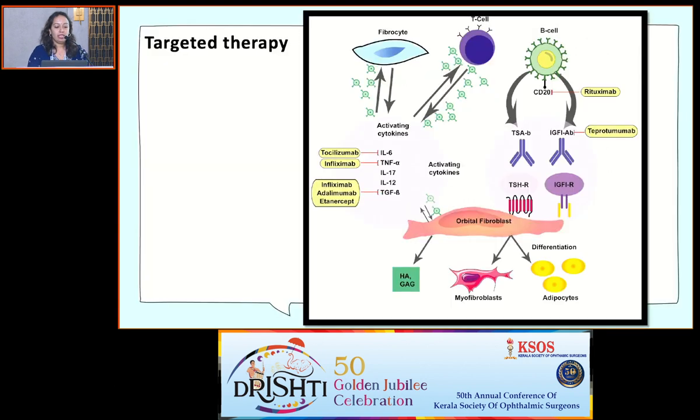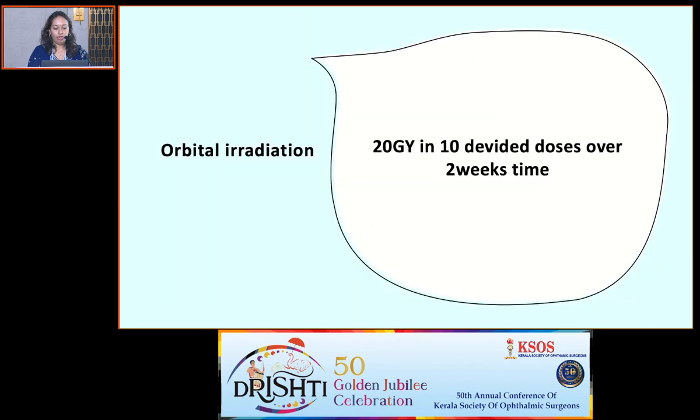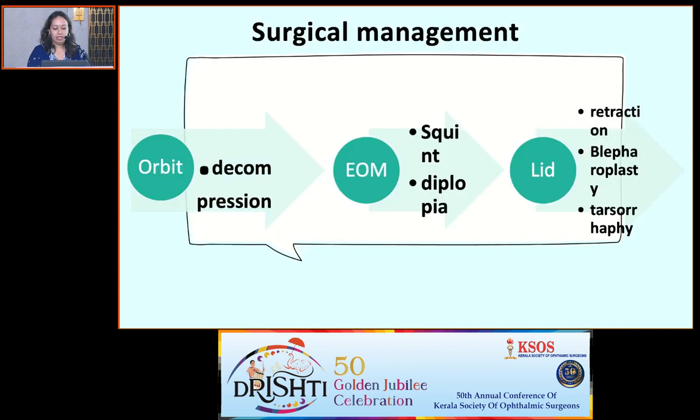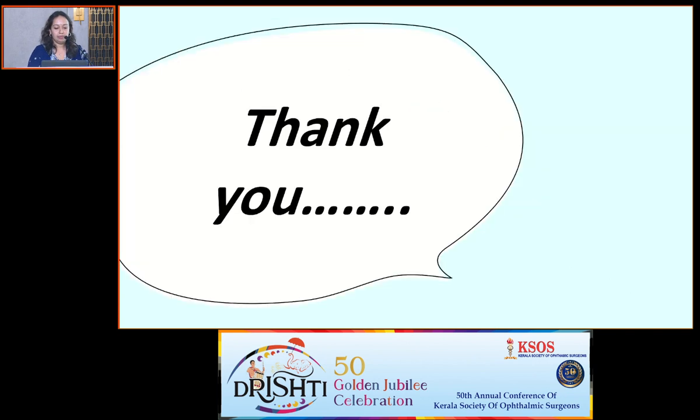And there are targeted therapies evolving, and orbital radiation like 20 Gray in 10 divided doses over 2 weeks of time can be given. And this is the surgical management, rehabilitative management for the inactive cases. First we have to do orbital decompression, then if needed, wait for it to settle, and then do extraocular muscle surgeries and wait, and then do the lid correction surgeries. Thank you.